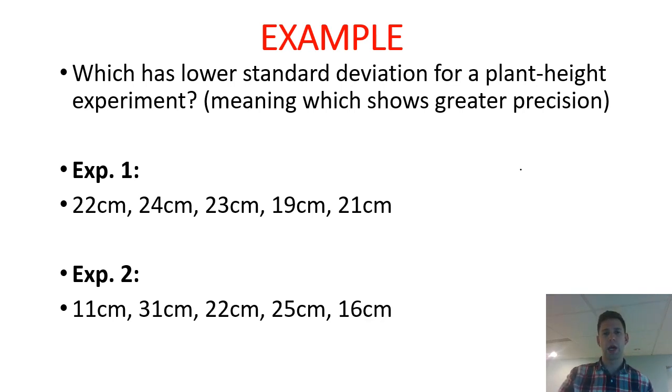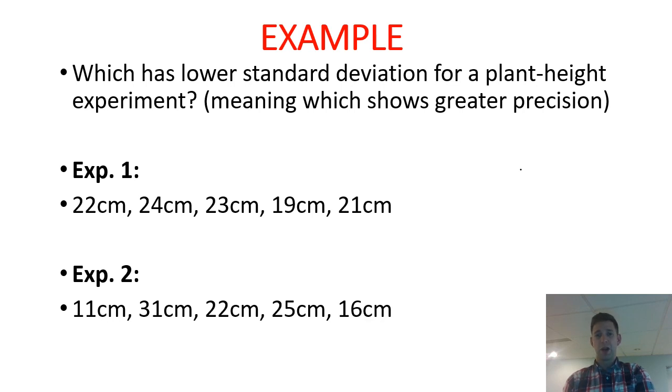So I just use a quick standard deviation calculator, and experiment 1 had a standard deviation of about 1.7, whereas experiment 2 had a standard deviation of 6.8. So clearly experiment 1 shows greater precision. Those results are more similar to each other, whereas in experiment 2, those results are much more spread out, showing less precise results.